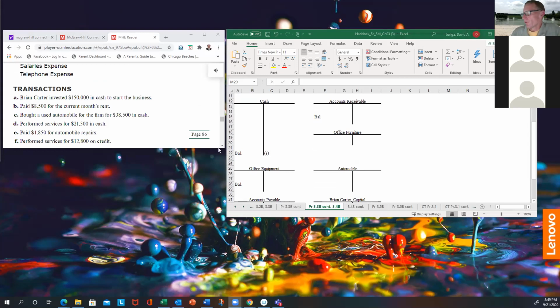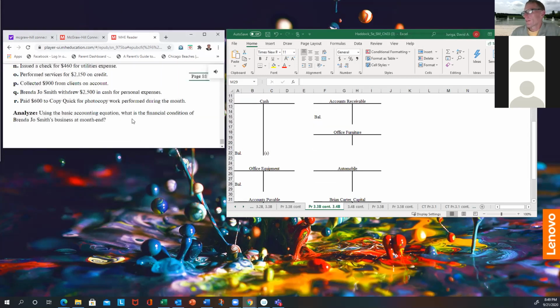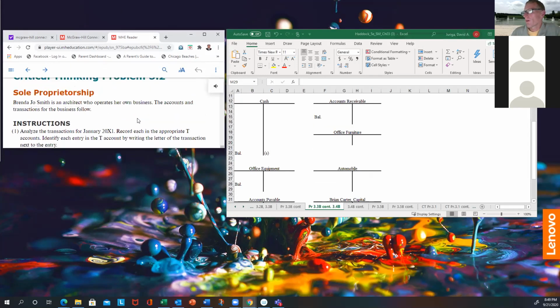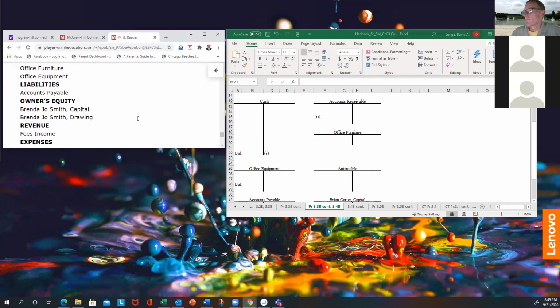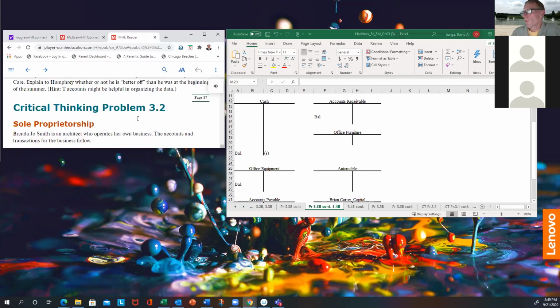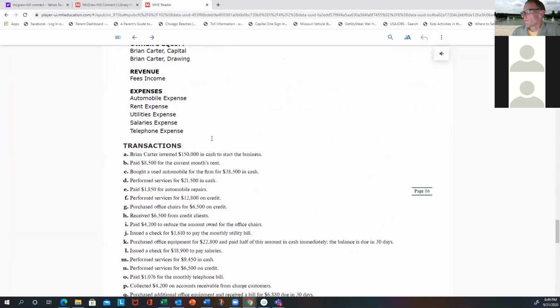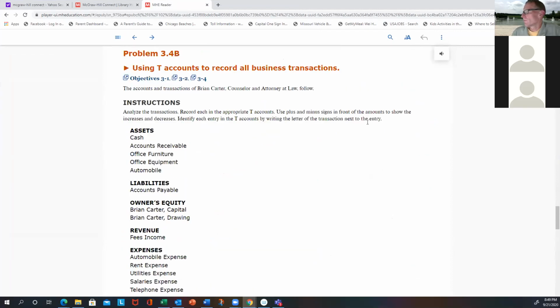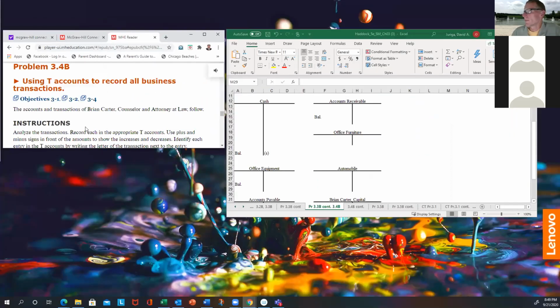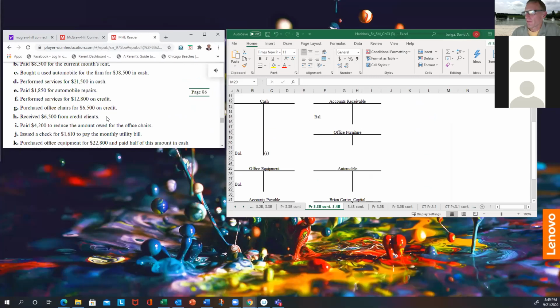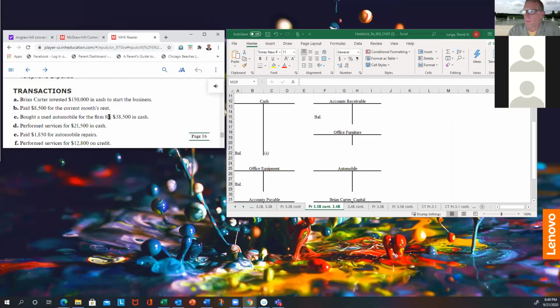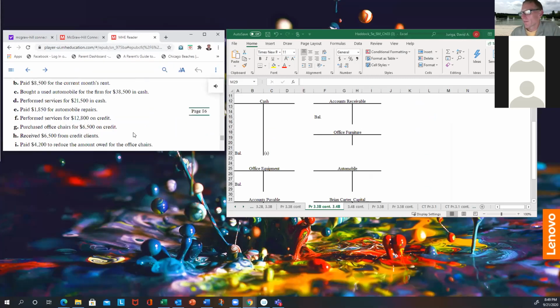Okay, so again, this is problem 3.4B. I clicked a button there. Sometimes I just hate the technology part. Okay, here we go. I'll put up part of it so you can see it. If I page down, you can see how it moves faster.